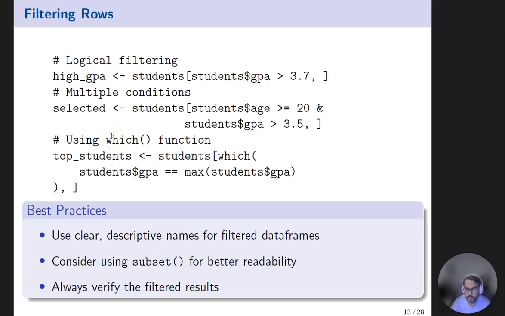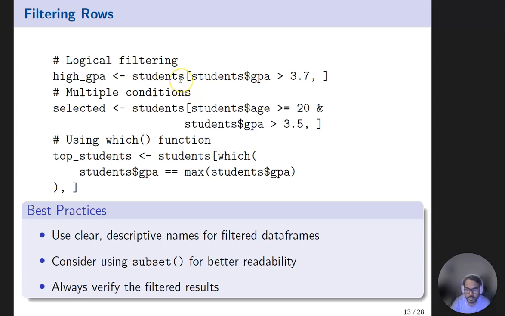Another useful feature is filtering rows. It's a very common operation. The basic approach uses logical filtering. So for example, if I want to see those students who have a GPA of more than 3.7, I will use this command. I will create a column high GPA, which is going to be true for all students in the data frame who have a GPA higher than 3.7.